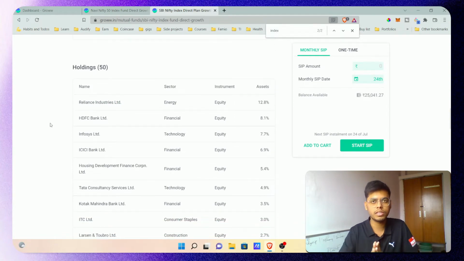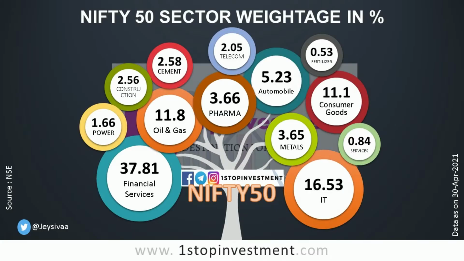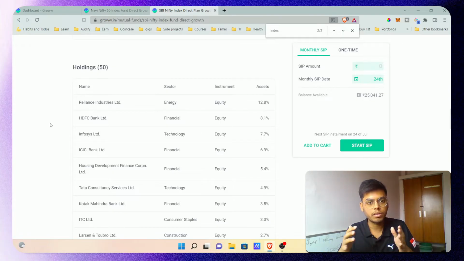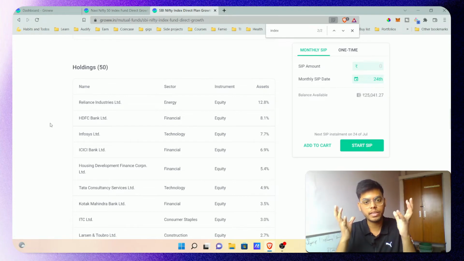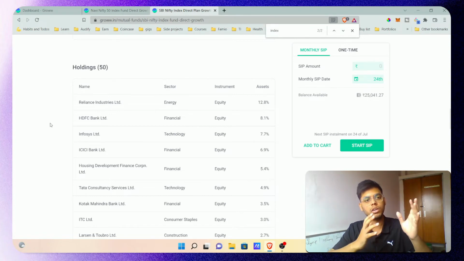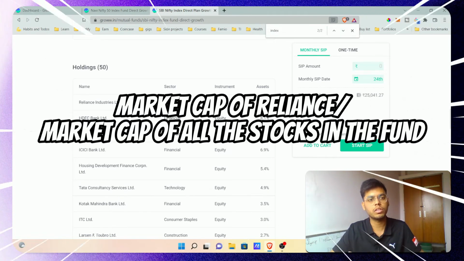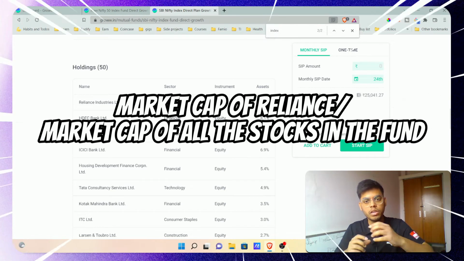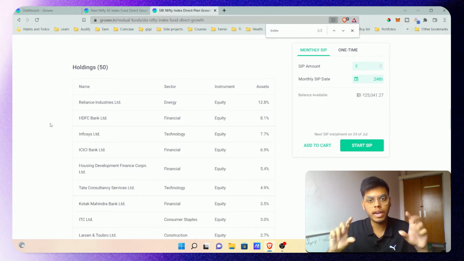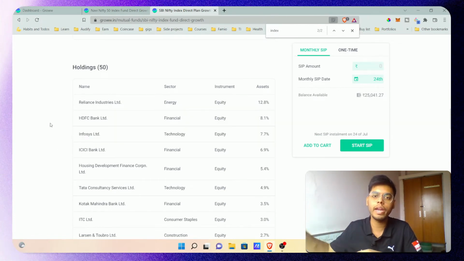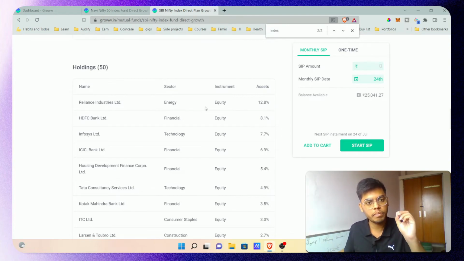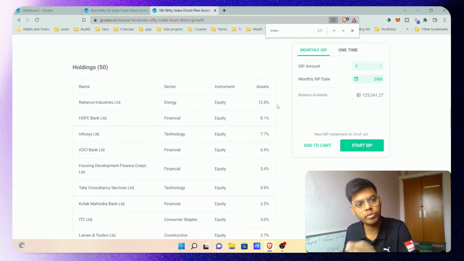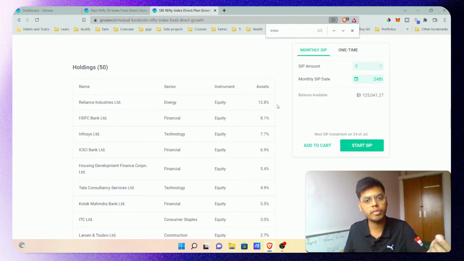So this holdings is a weighted percentage. Say if Reliance is the number one stock in Nifty 50, then its market cap is taken, let's say it is X, and the total market cap of all the other Nifty 50 stocks along with Reliance are in the denominator. So you get that Reliance is actually 12.8% of the Nifty index fund. So the index fund basically picks up 12.8% of Reliance Industries for every investment that you make.